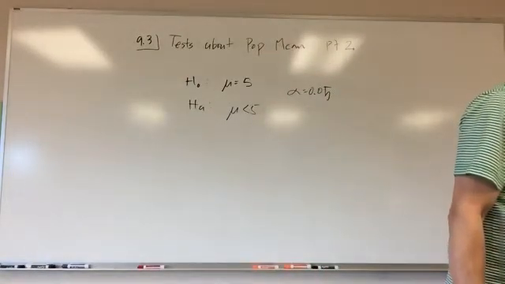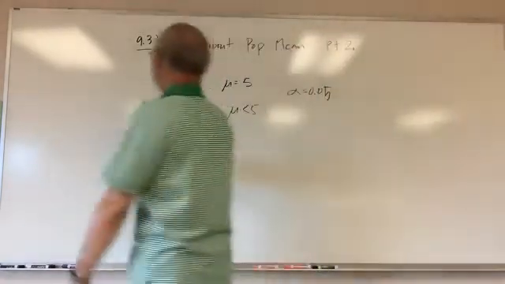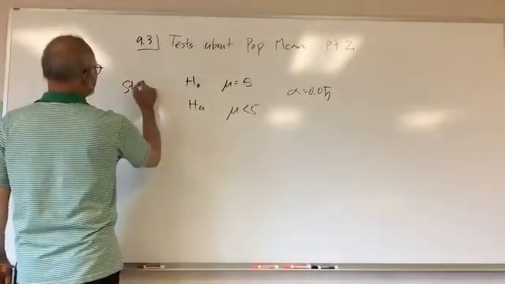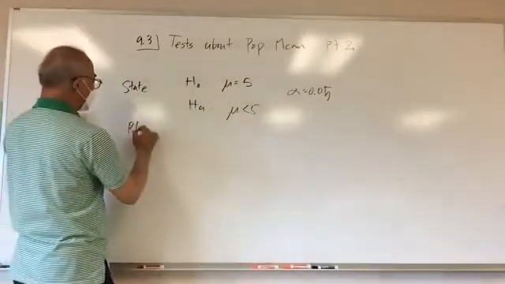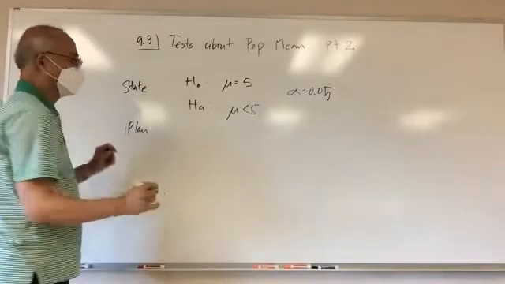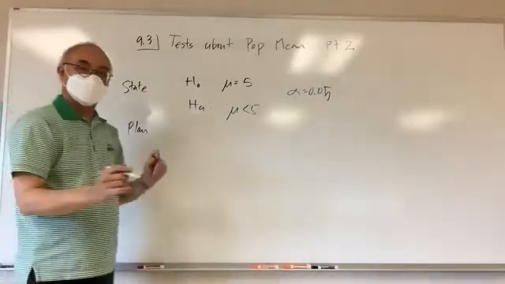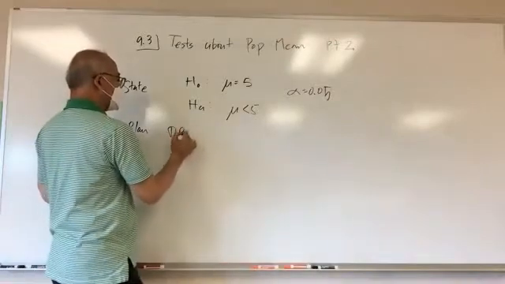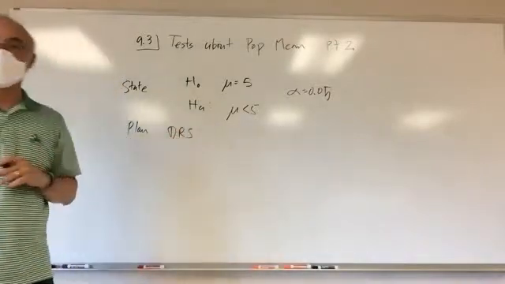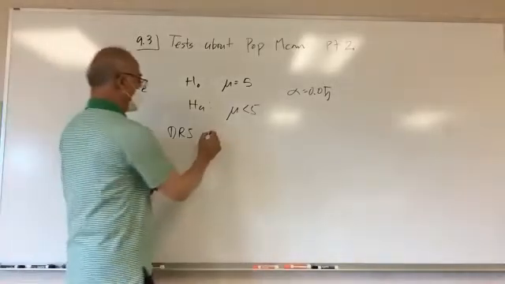So what do we need to do? This is our state, right? And then we're going to do the plan. What's our plan? What do we have to do in the plan? Check the conditions. First, yes, it is a random sample. They said it was randomly selected at 15 places.